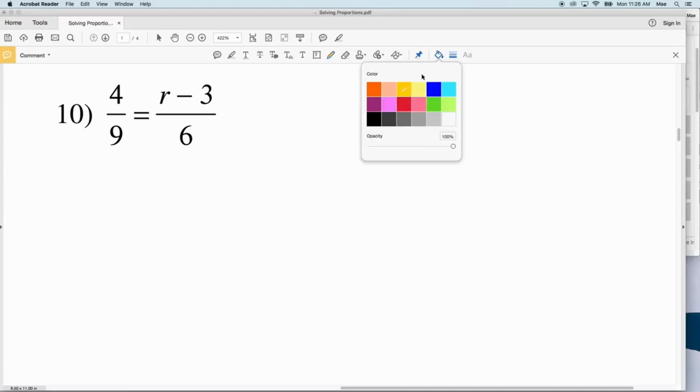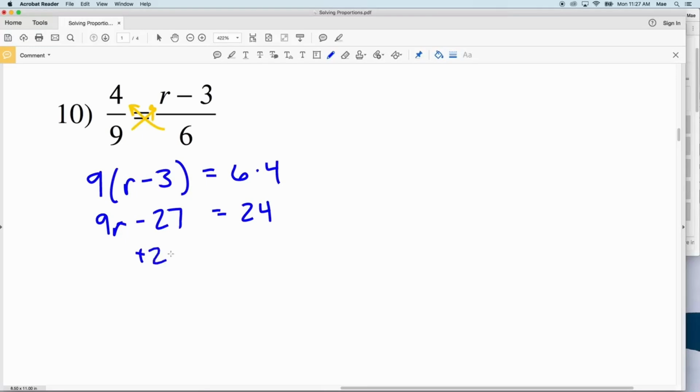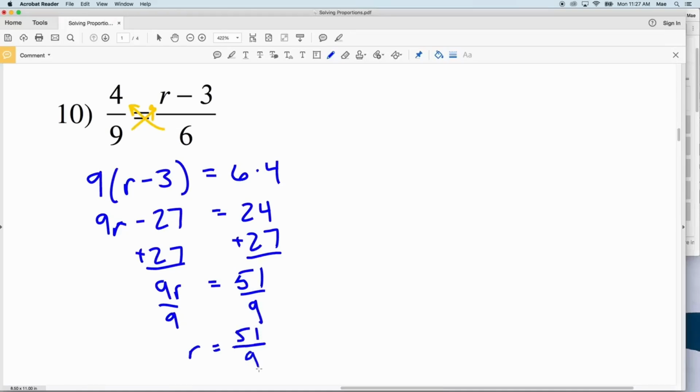So in number 10, again, it's not necessary to cross multiply, but let's go ahead. We're going to do 9 times r minus 3, and that's going to be equal to 6 times 4. So we'll have 9r minus 27 equal to 24. We're going to add 27 to both sides to get that 9r is equal to 51. Then we'll divide both sides by 9 to get that r is equal to 51 over 9.